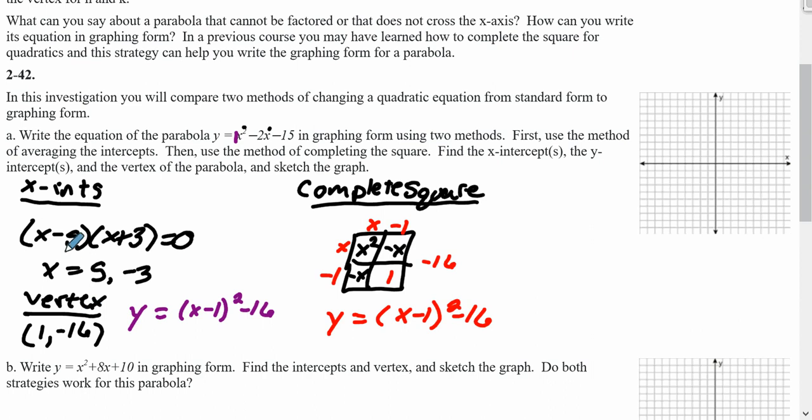So we found our vertex, and we found our x-intercepts, so we knew both of those from averaging our x-intercepts. Finding my y-intercept, remember, how do I find a y-intercept? Value of y when x is 0. So therefore my y-intercept is the point (0, negative 15). And then I'm going to sketch my graph. As I plotted those points, I have my two x-intercepts. I counted my y-axis by 2's, so my y-intercept is at negative 15. My vertex is at (1, negative 16), which means I have this symmetry point right here at (2, negative 15). And then I draw my parabola.